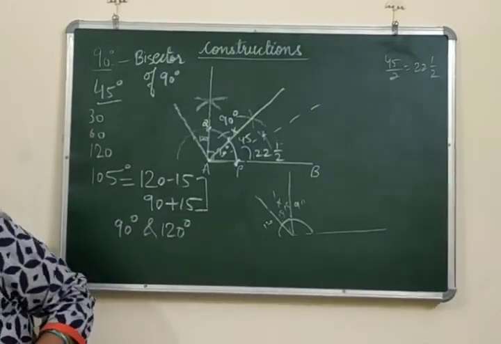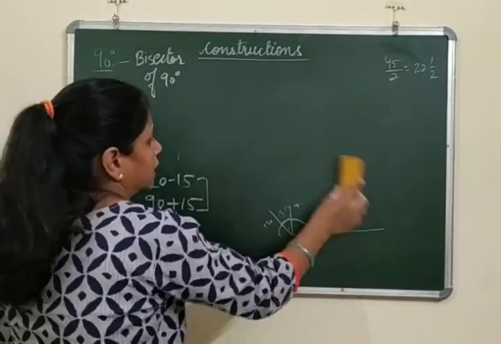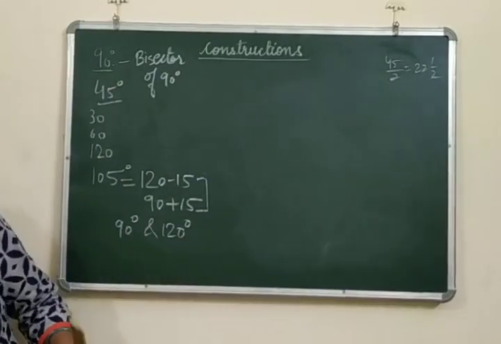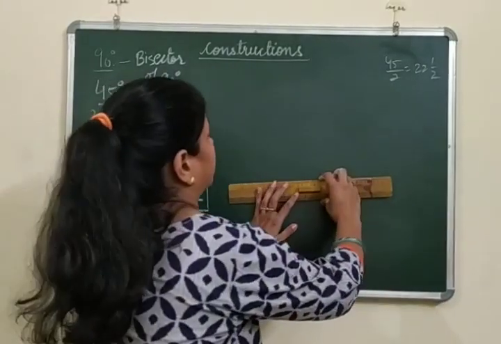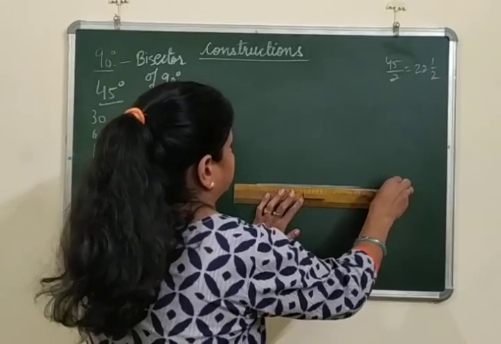How to make 90 or 120? By now everyone knows how to make. Again, once I am revising it. Let us first make a line segment like this.